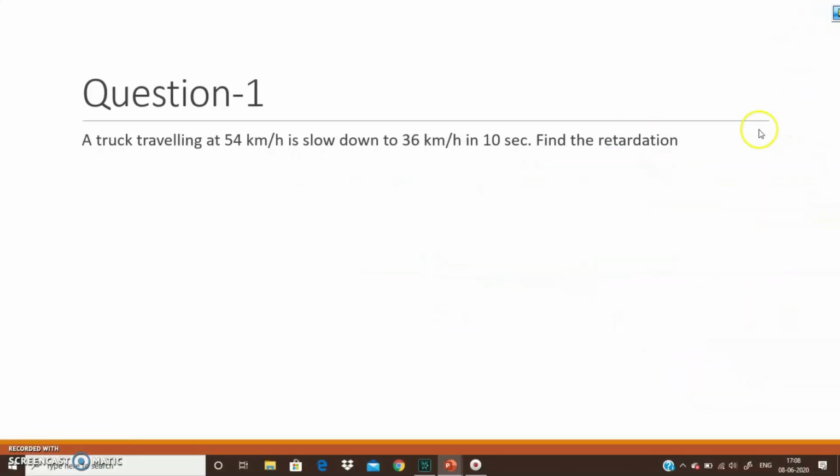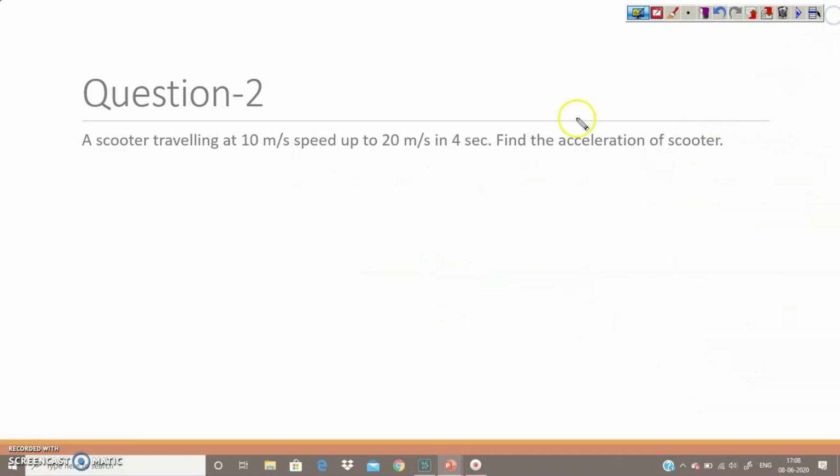Now let's have a look at another question. Our next question is, a scooter traveling at 10 meter per second speeds up to 20 meter per second in 4 seconds. Find the acceleration of the scooter. The same question like the previous one, but here for acceleration there should be no negative sign. It's positive. So here again we'll write what is given to us.